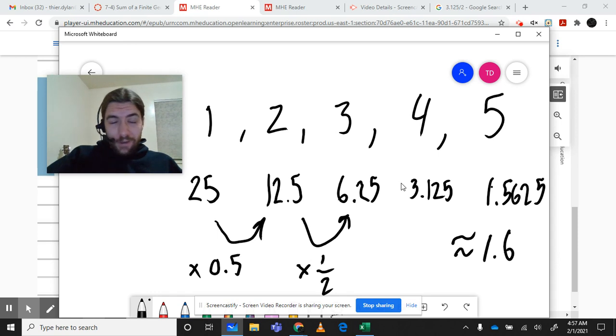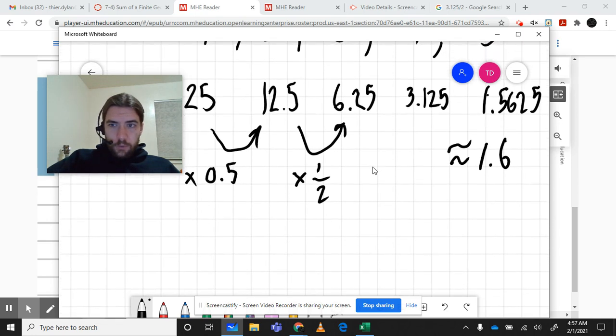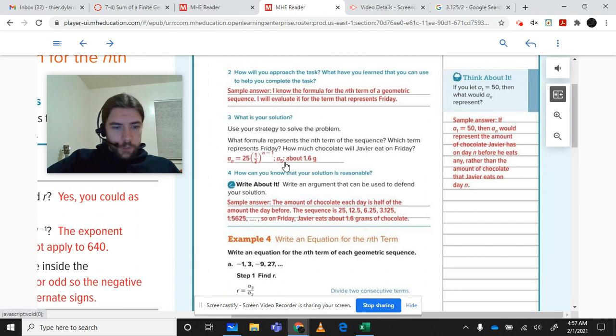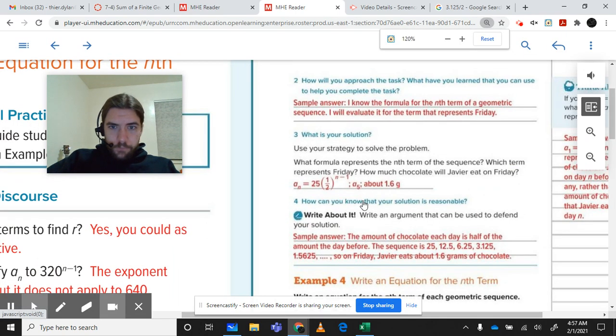That's not really what we want because we didn't know the consecutive term to Friday. We didn't know Thursday or Saturday off the bat. But the explicit formula compares the very first term to any term in the sequence. So if we were going to do the explicit formula, it would look like this. Our explicit formula, a sub n, would equal 25, so that's Monday's amount, times 1/2 repeatedly, right? Our exponent is repeated multiplication.